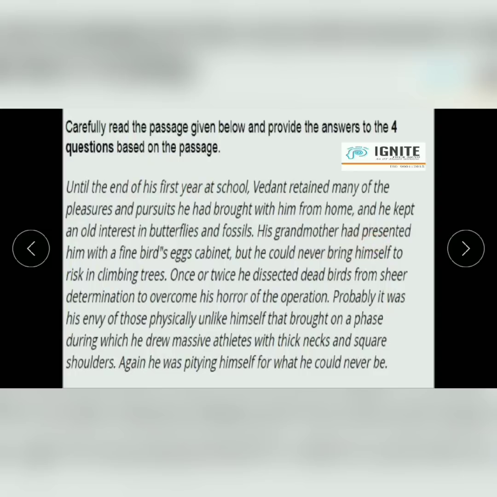His grandmother had presented him with a fine bird's eggs cabinet, but he could never bring himself to risk climbing trees. Once or twice he dissected dead birds from sheer determination to overcome his horror of the operation. Probably it was his envy of those physically unlike himself that brought on a phase during which he drew massive athletes with thick necks and square shoulders. Again, he was pitying himself for what he could never be. Okay, based on this passage, we have to answer 4 questions.